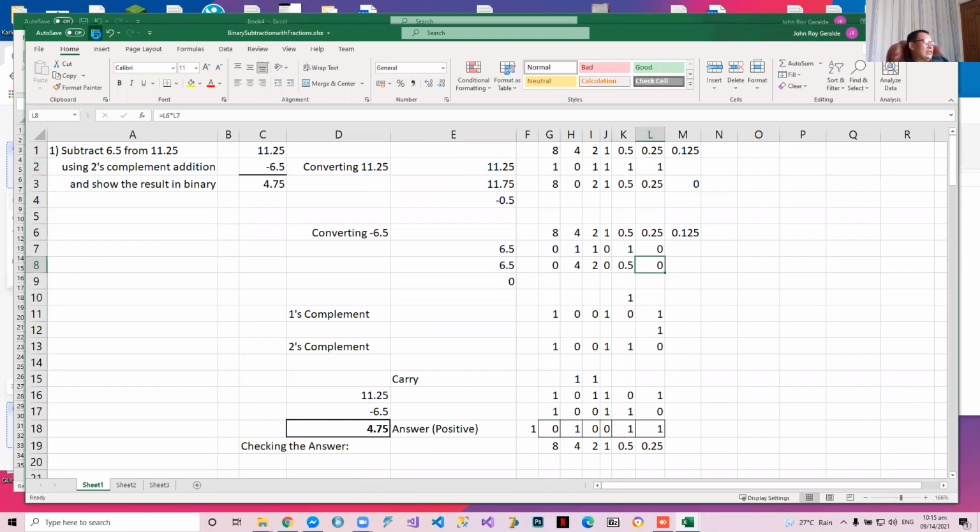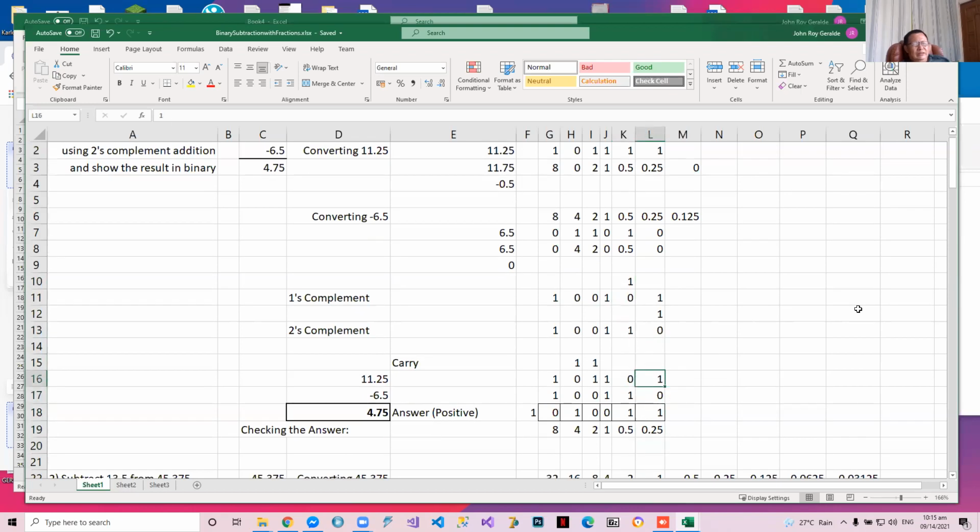Okay, so this is the answer to the third practice test, subtraction with fractions. What's the ones complement of 6.5? We'll just add 1. 1 plus 1 is 0, carry 1. 1 plus 0 is 1. And then we just copy the rest. This is now the 2's complement. This is 11.25 and this is the 2's complement of 6.5. We add them together. Do you follow? Any questions?